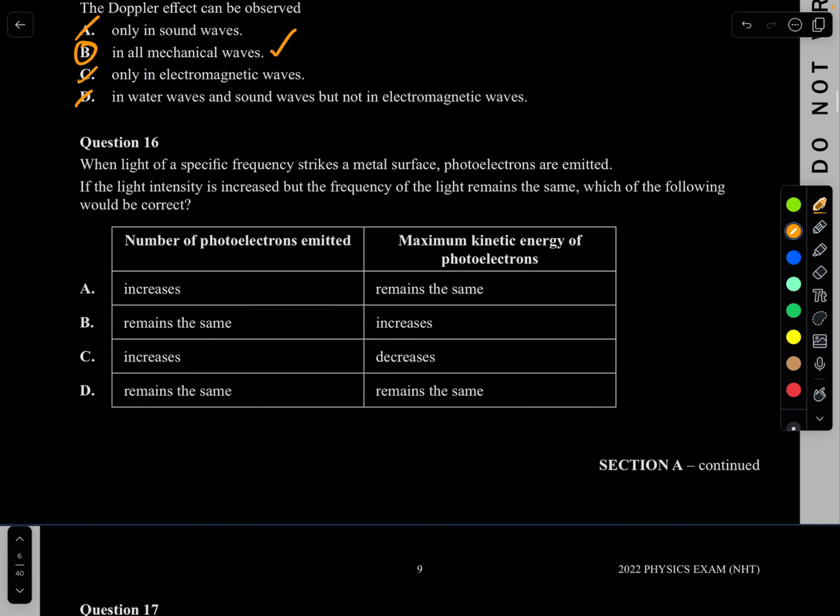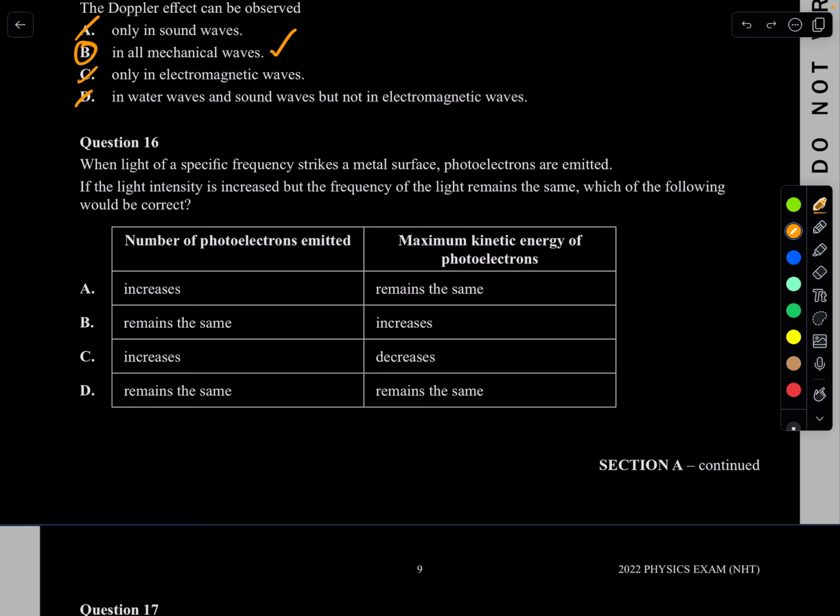Easy. 16. When light of a specific frequency strikes a metal surface, photoelectrons are emitted. If the light intensity is increased, but the frequency remains the same, which of the following will be correct? Increasing the intensity only increases the number of photoelectrons, but it doesn't affect their energies. Remember, the frequency affects the maximum kinetic energy. If the frequency remained the same, there would be no effect on the kinetic energy.